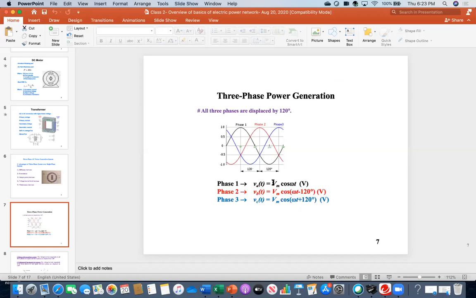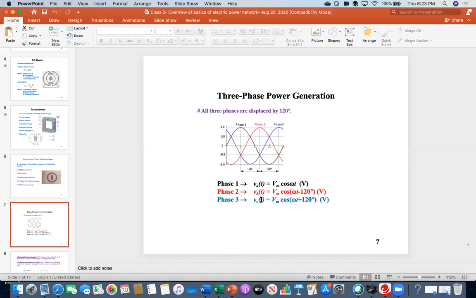This Vm is called the amplitude or magnitude. For example, just look at phase 1. From that zero axis, from here to here, this amount is called the Vm. And because this is sinusoidal, that's why the cosine of omega t. And omega is the angular velocity in radian per second, and omega equals 2 pi f. So you all know that.